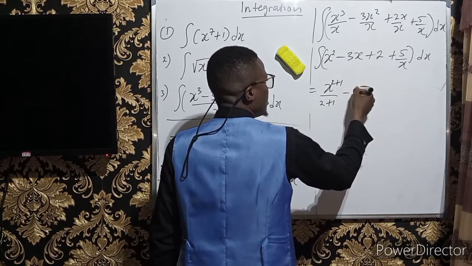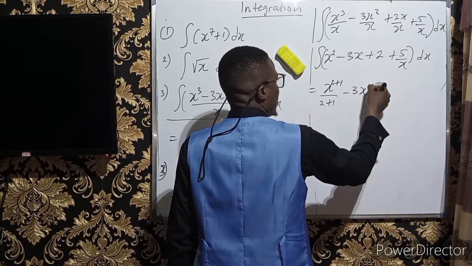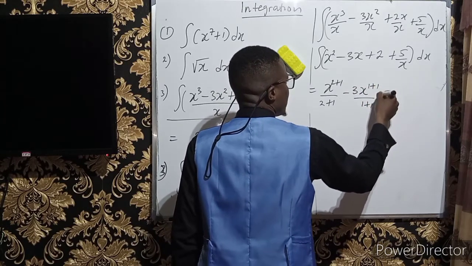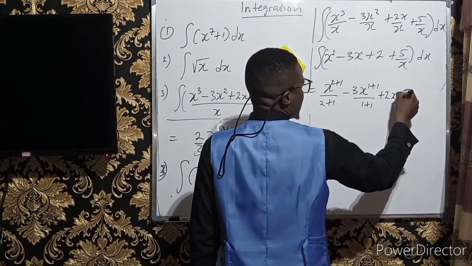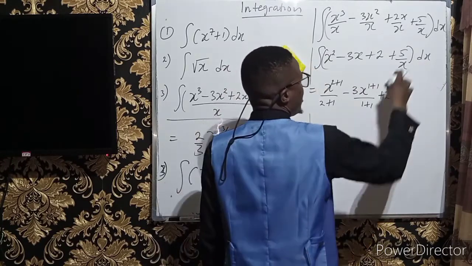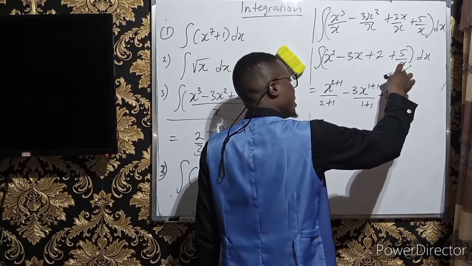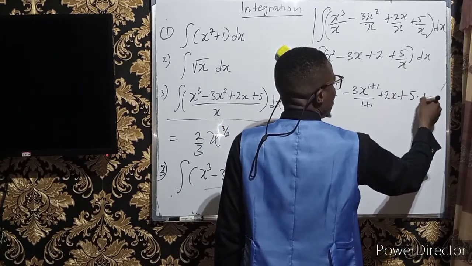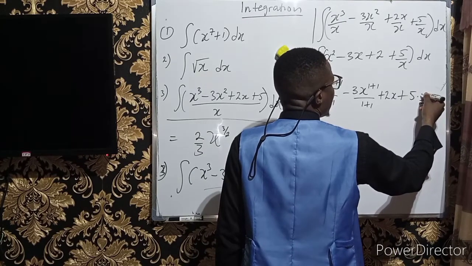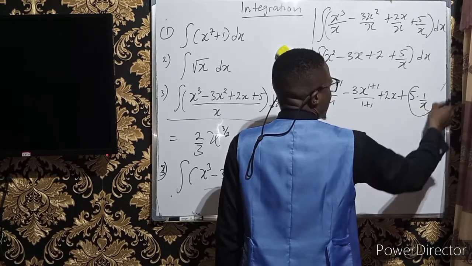Finally, when I integrate this, I have x power of 2 plus 1 over 2 plus 1 from the law of integration, minus 3x power of 1 plus 1 over 1 plus 1. If I integrate a constant with respect to a particular letter, it becomes 2x, plus, whenever you have x down here, this is the same as 5 times 1 over x, okay, dx.